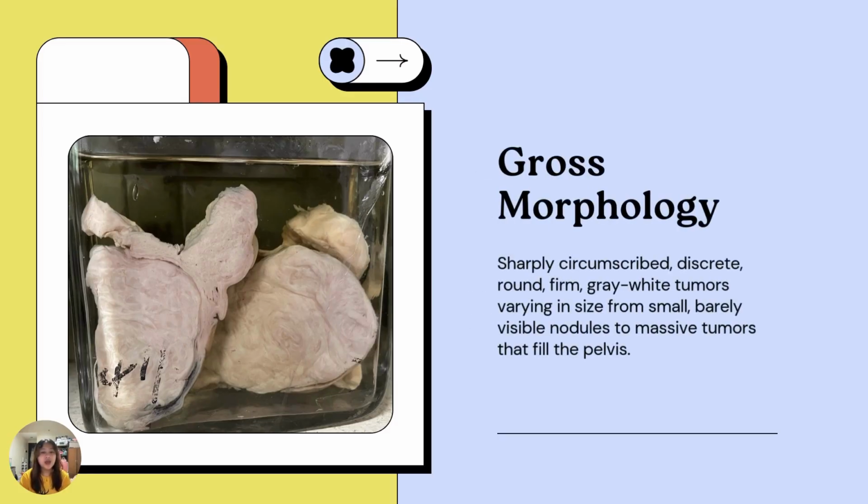So here we have the gross morphology of the leiomyoma. So they are well circumscribed, round, firm, gray-white nodules, and their size can vary greatly, from very small, almost invisible nodules to very large masses that can fill and distort the pelvis. So, this picture is taken from the laboratory. So, ito yung makikita nyo kapag tinignan nyo yung gross morphology ni leiomyoma sa lab.